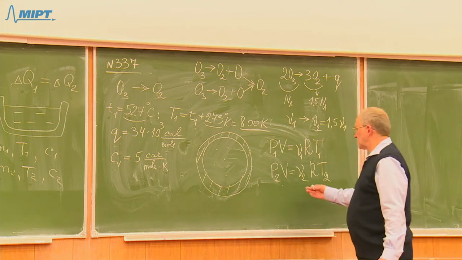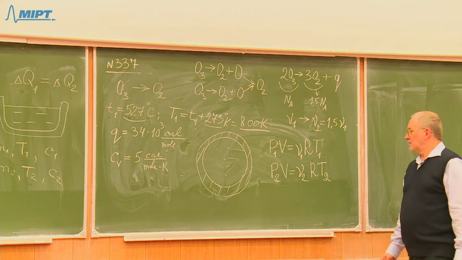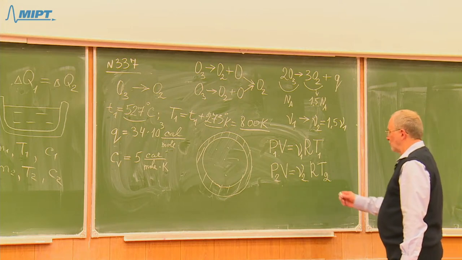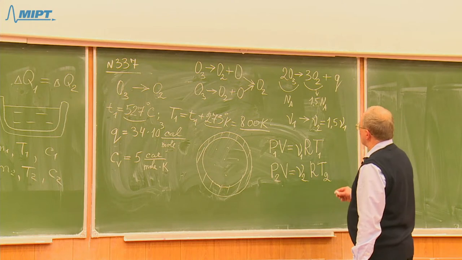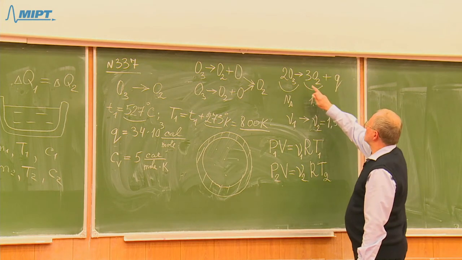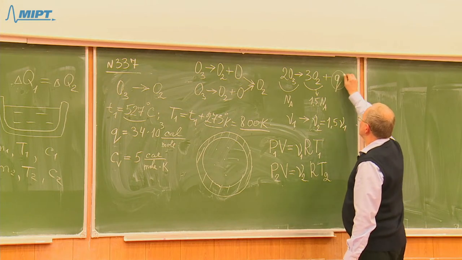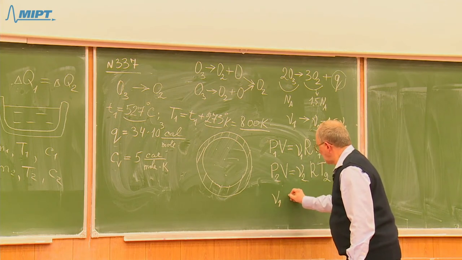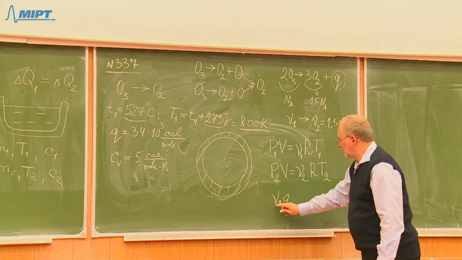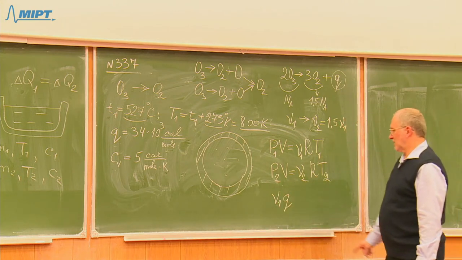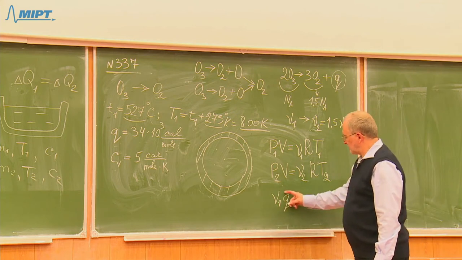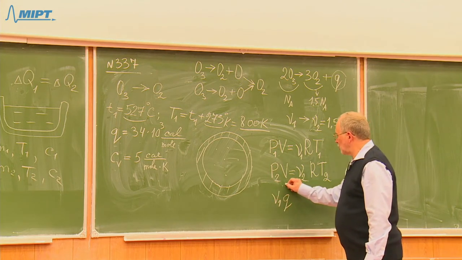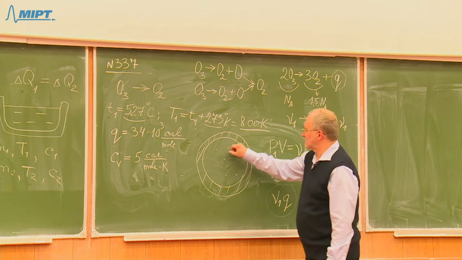Another thing which we can use and we must use is the energy balance equation. The energy balance here will be written in this form. If one mole of ozone turns into oxygen, then this amount of heat is released. But if nu one moles of ozone turn into oxygen, then the amount of heat will be nu one times larger. The number of moles should be here. That is the heat energy released by one mole. If we multiply it by the number of moles, we obtain the total heat energy released inside this container.